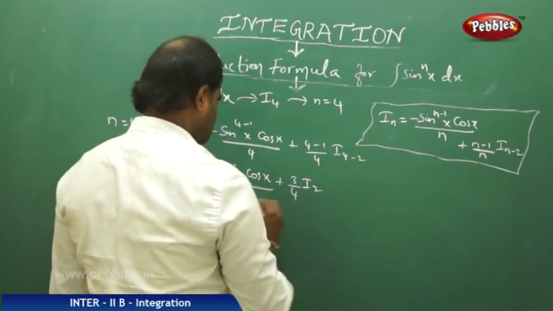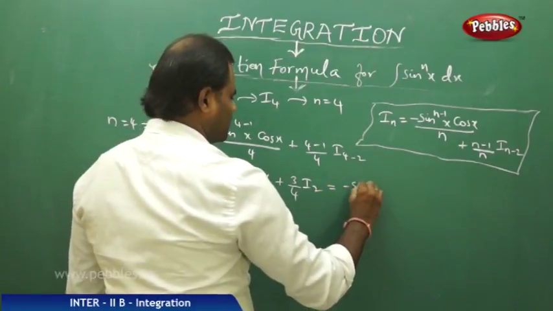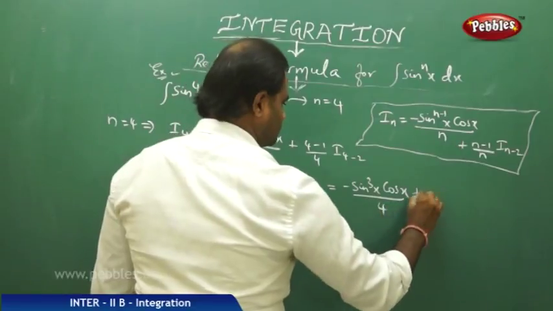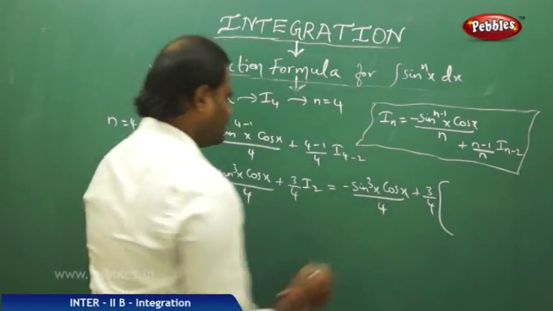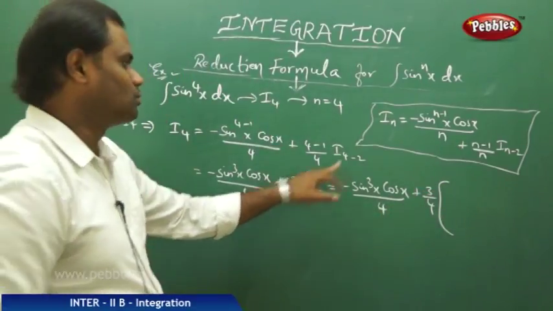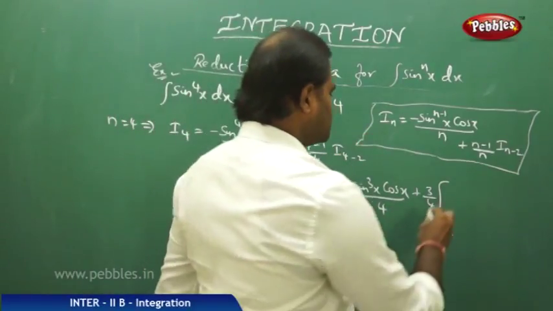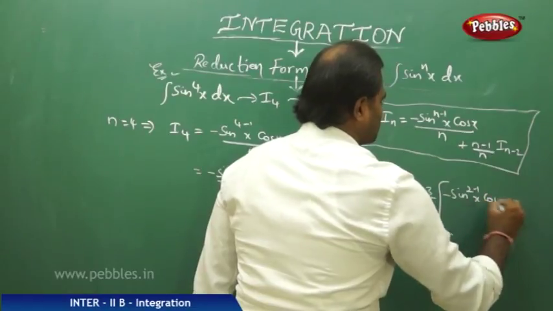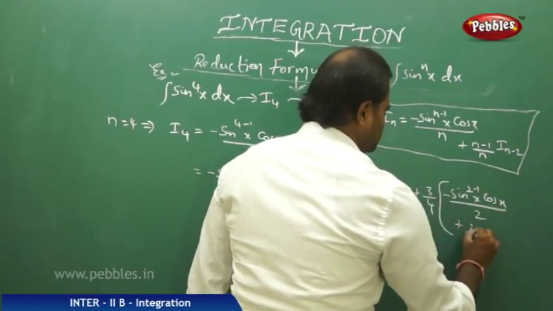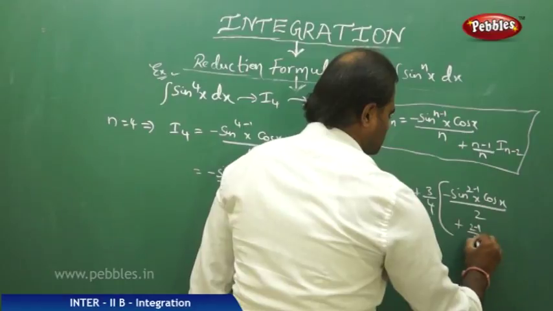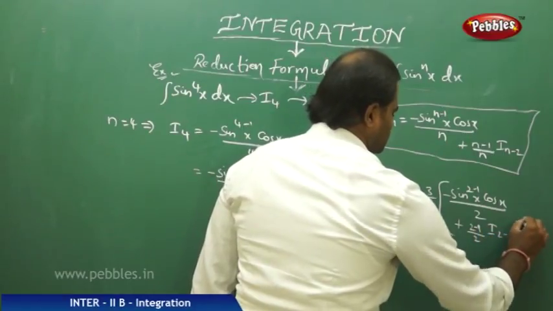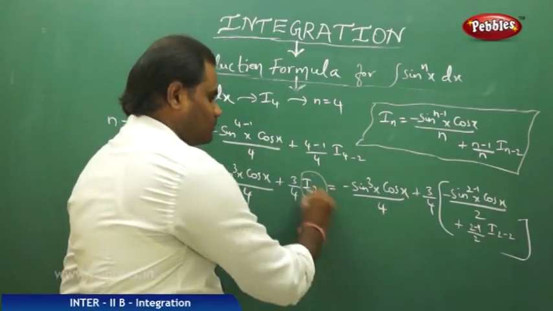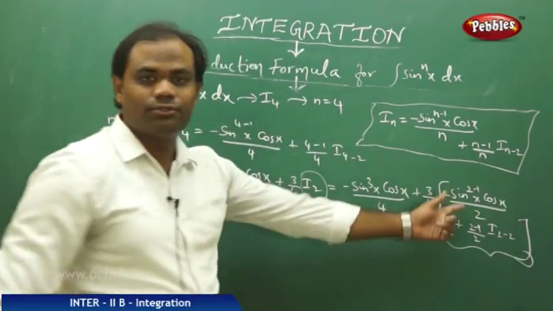which is nothing but of I2 where n is 2. So to find I2, this reduces to minus sin^(2-1)x cos x by 2 plus (2 minus 1) by 2 of I0, by substituting n equal to 2 in the reduction formula.